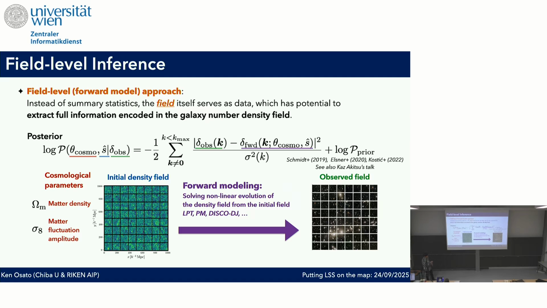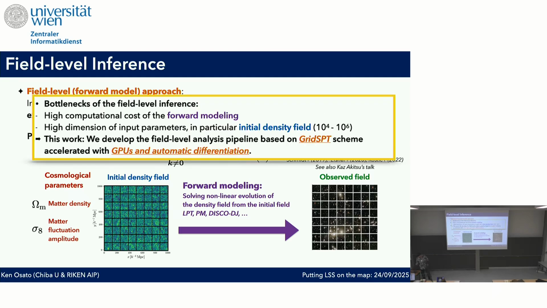In the last two talks, Thomas and Florian introduced DISCO-DJ. It's very efficient and very accurate for the modern technique. But so far we have been using LPT and particle mesh. That is also quite useful for the modeling at the field level. That is the setup. And I want to introduce another type of forward modeling, which we call the GridSPT forward modeling.